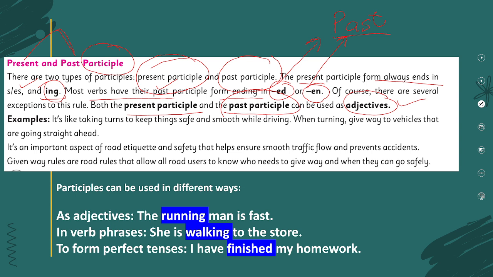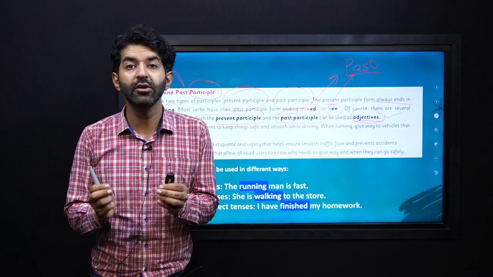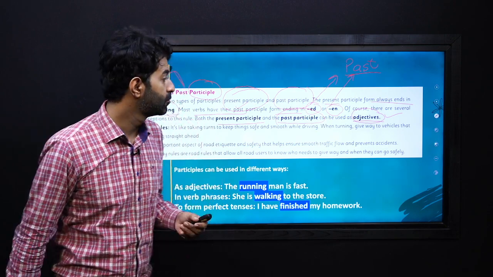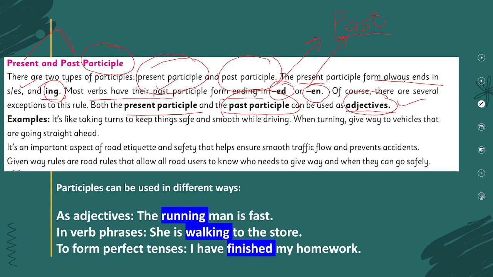Here, these participles, present and past, are used as adjectives, and we know that adjectives show us the quality of the noun or any subject. Now, if you take some examples, these are taken from the main lesson.